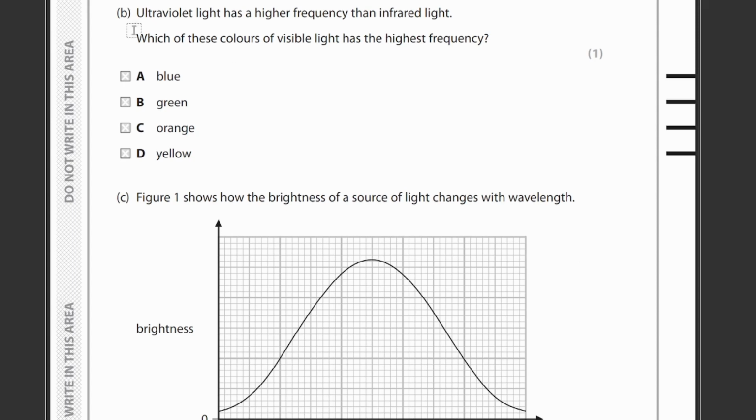Question 1b. Ultraviolet light has a higher frequency than infrared. Which of these colors of visible light has the highest frequency? So they have given you 4 different colors. Now the answer is blue. How do I know that it is blue? Let me give you some notes for this.